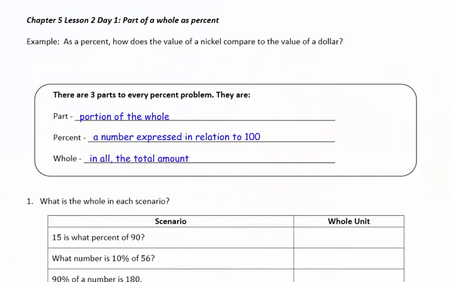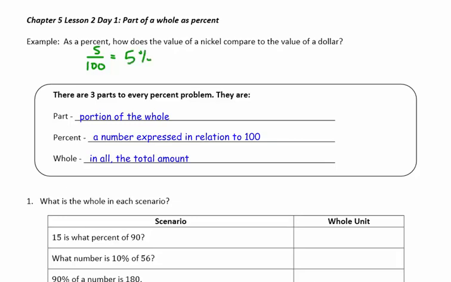We're going to continue on talking about percents. This is day one of a two-part series, part of a whole as percent. So an example you start with, as a percent, how does the value of a nickel compare to the value of a dollar? Well, a dollar is a dollar and a nickel is 5, so that would be 5 cents out of 100. But as a percent, that would be 5%. So a nickel would be 5% of a dollar.